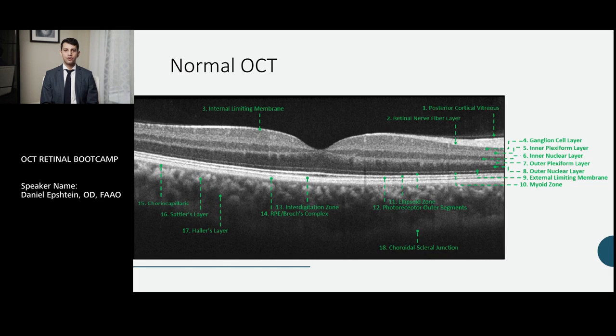So back to our normal OCT. So we can see the retinal nerve fiber layer is almost white here because it's very reflective. And then if we look out at the outer nuclear layer, or the vitreous, it's very, very dark. And then of course we have our outer bands like the RPE, the ellipsoid zone, and external limiting membrane, which are all very important because they correlate very well to visual acuity.